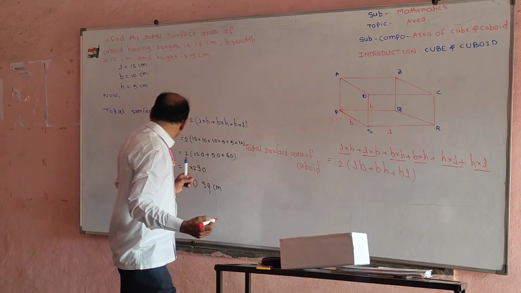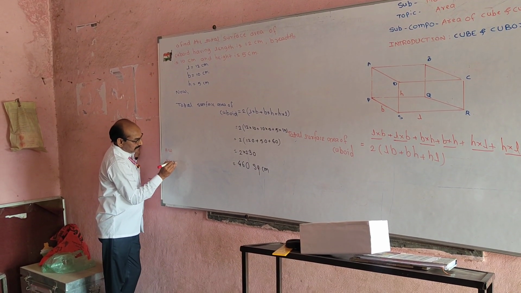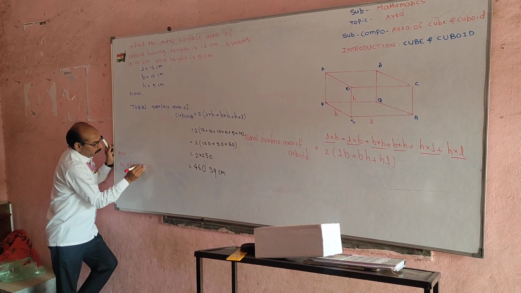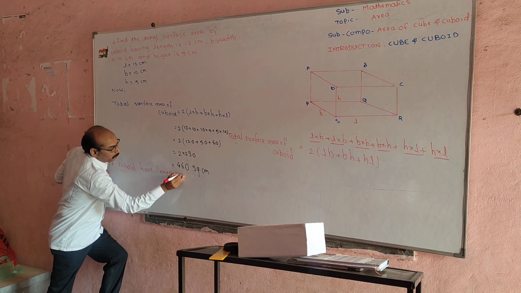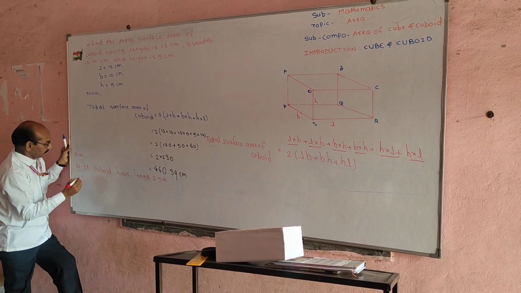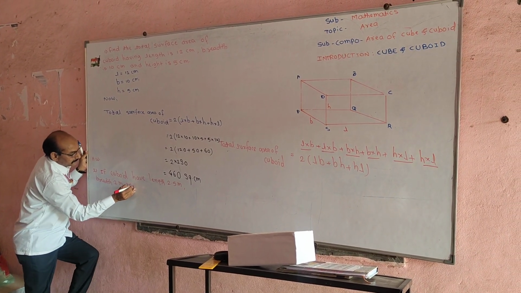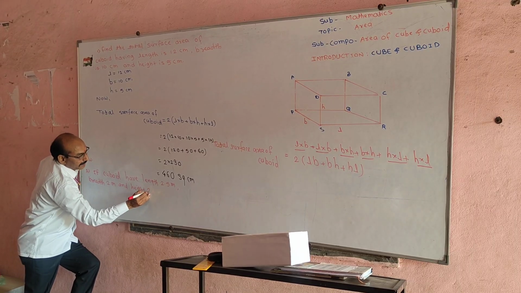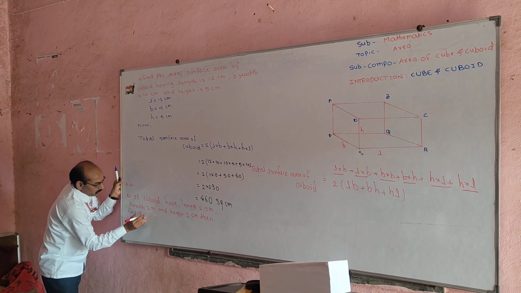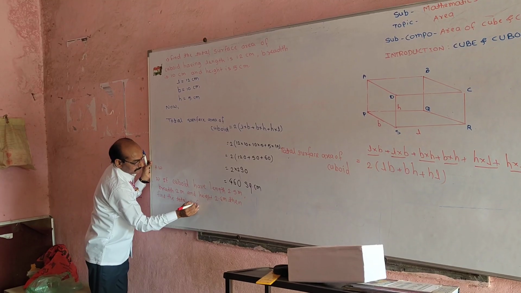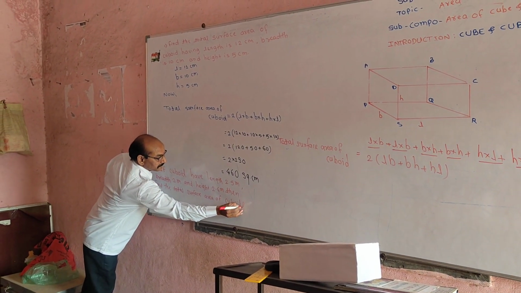So write down the homework. One question, and a similar second question for homework: if a cuboid has length 2.5 meter, breadth 2 meter and height 2.4 meter, then find the total surface area of the cuboid. So solve this example.